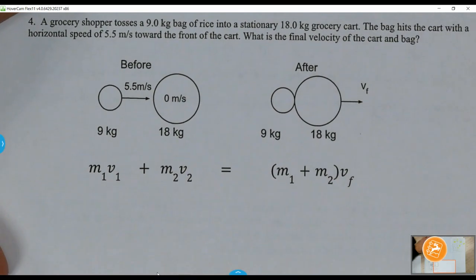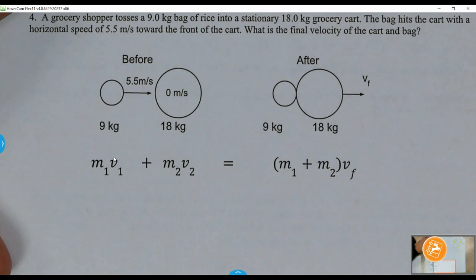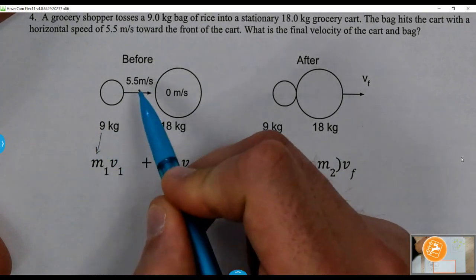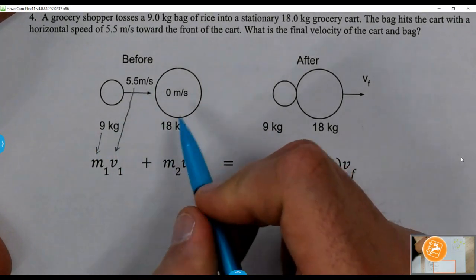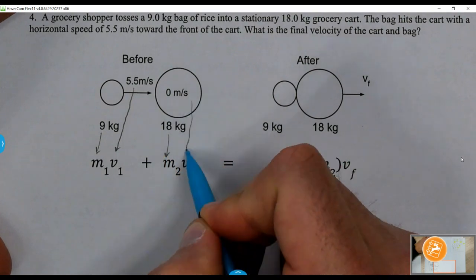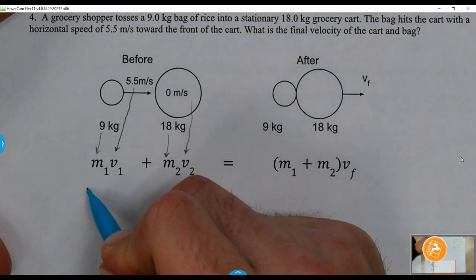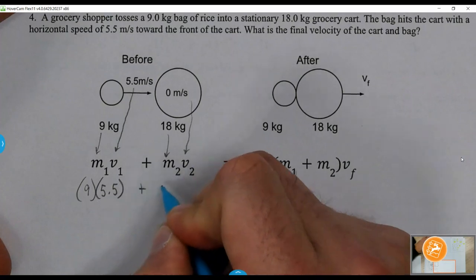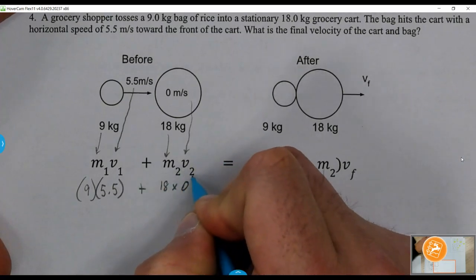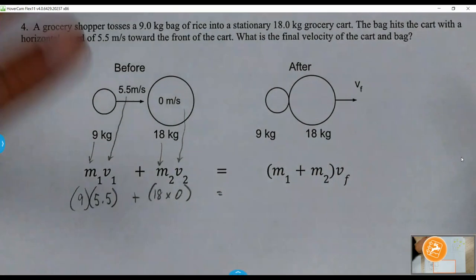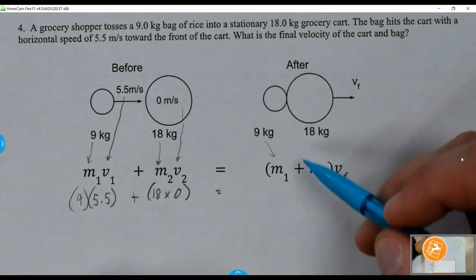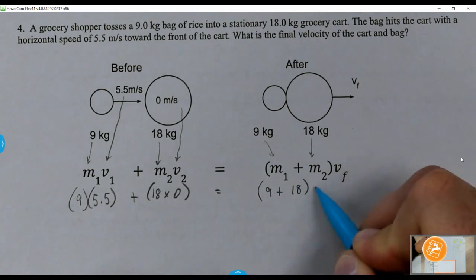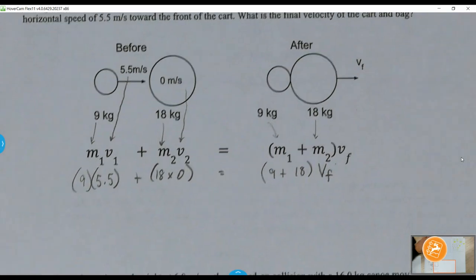If you had to make a drawing, but you're going to be given the drawing, write the formula underneath it, and now it becomes super easy. 9 kilograms is this, V1 is this, M2 is this, V2 is 0. So plug in your numbers. 9 times 5.5, bring down your plus sign, 18 times 0, equals M1 plus M2. So you do 9 plus 18 times VF, we don't know what VF is, that's what we're looking for.